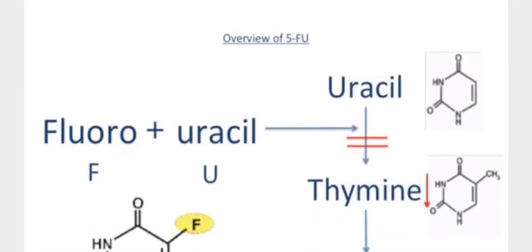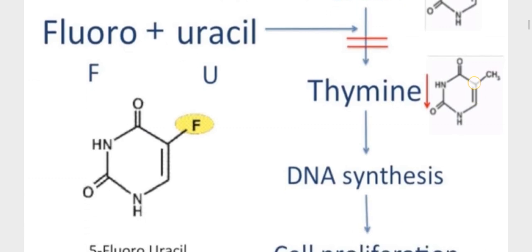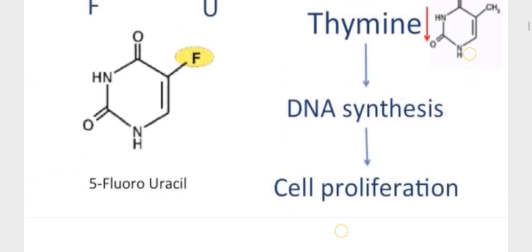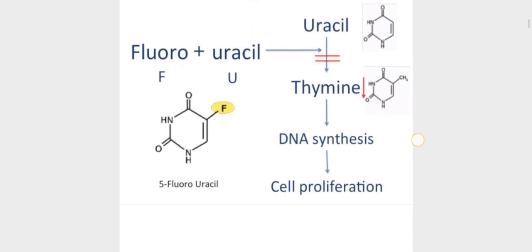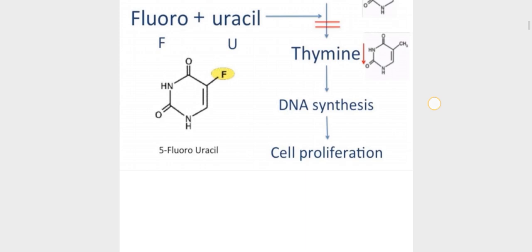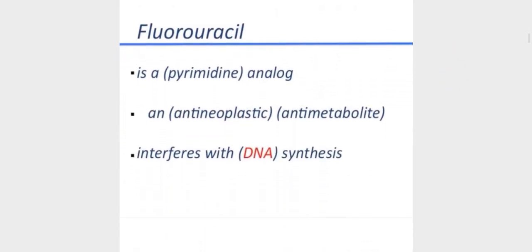Overview of 5-FU. Fluoro plus uracil, uracil, thymine, DNA synthesis, cell proliferation. 5-fluorouracil is a pyrimidine analog and anti-neoplastic anti-metabolite that interferes with DNA synthesis.